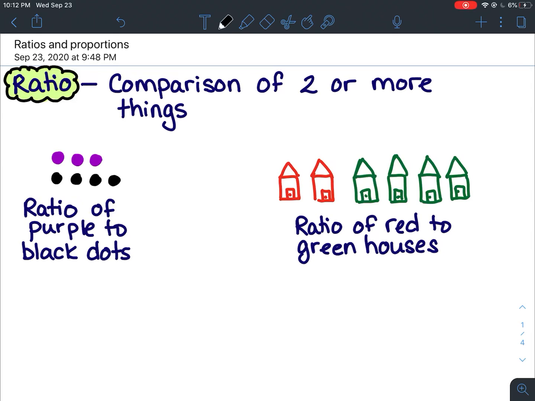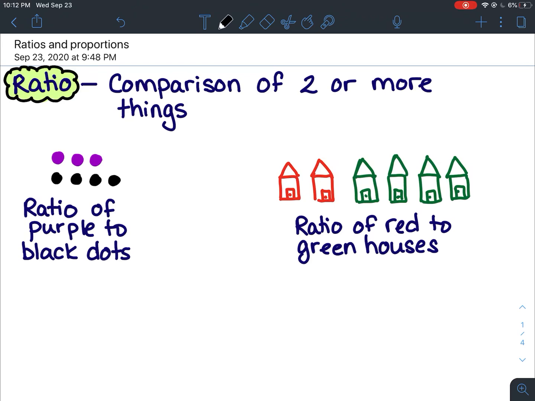Hey guys, this is a video on ratios. A ratio is a comparison of two or more things. So we can compare two or more things with each other.